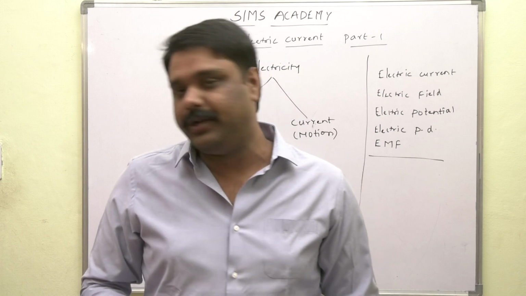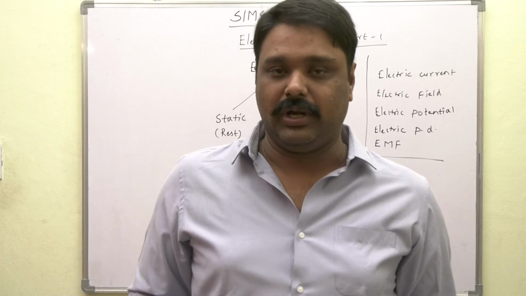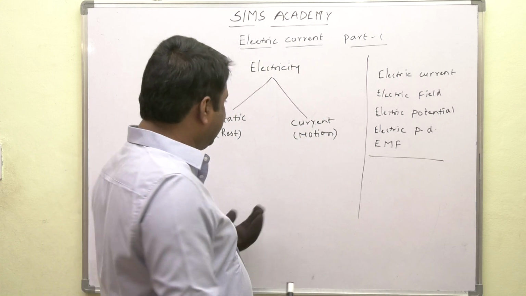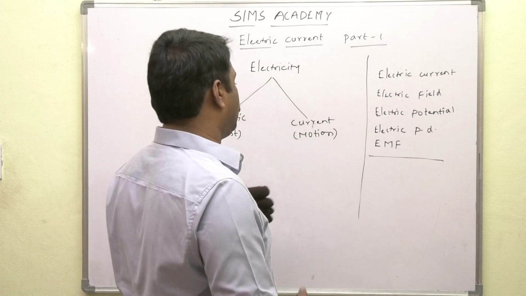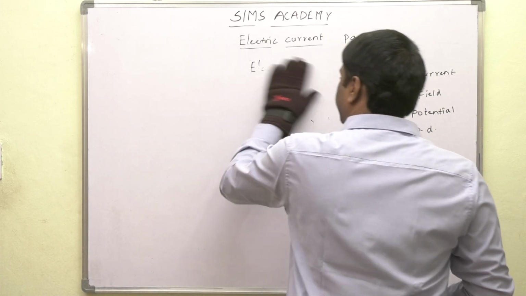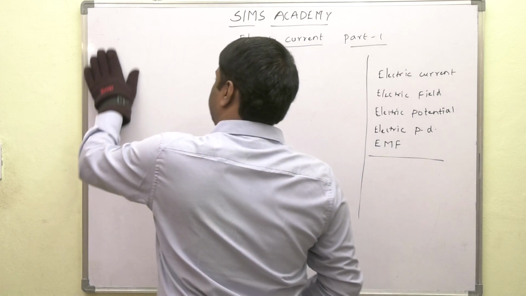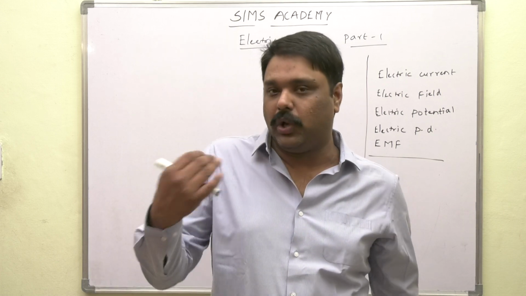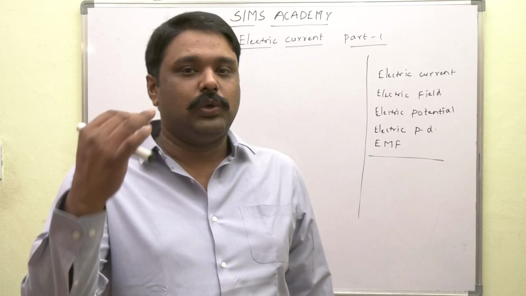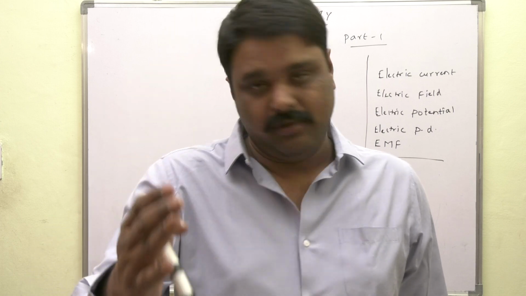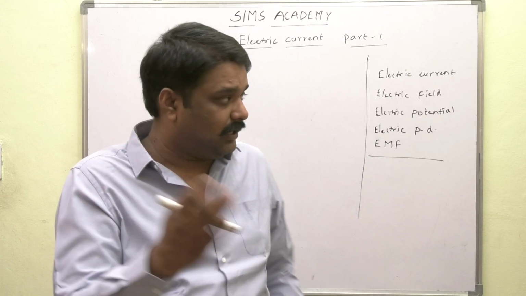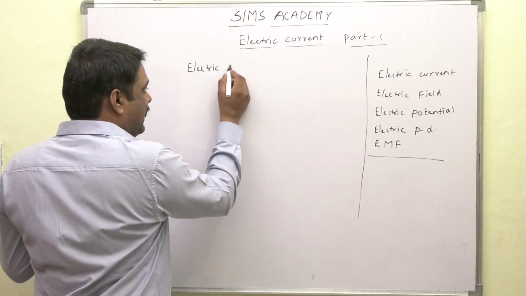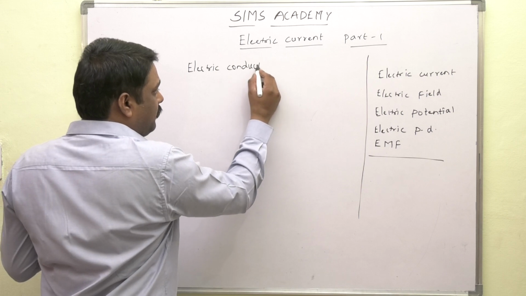Even in our intermediate, JEE Mains, EAMCET or NEET syllabus, we are going to discuss Gauss's laws and so on. And for 10th standard, we have only the concept of electric current. That means we are going to study the electric charges when they are in motion. First of all, the substance which allows electric current to pass through it is called a conductor. We say it as an electric conductor.